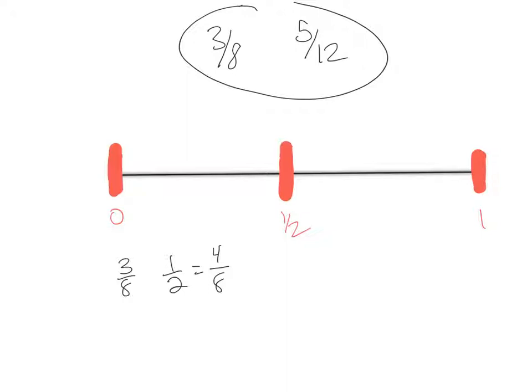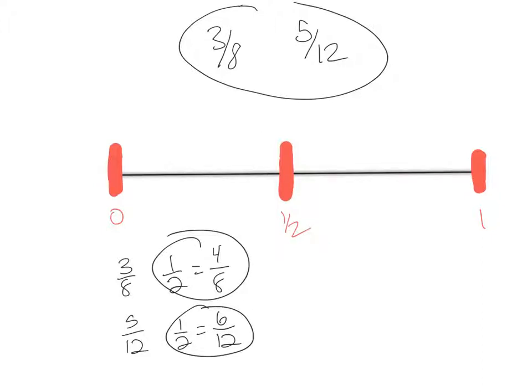Okay. Now what about 5/12? Well, that is equal to 6/12. So 1/2 is equal to 6/12, and 1/2 is equal to 4/8. So it looks like 3/8 and 5/12 are actually pretty close, right? So how can you tell which one is bigger, or which one is smaller? How can we figure that out?